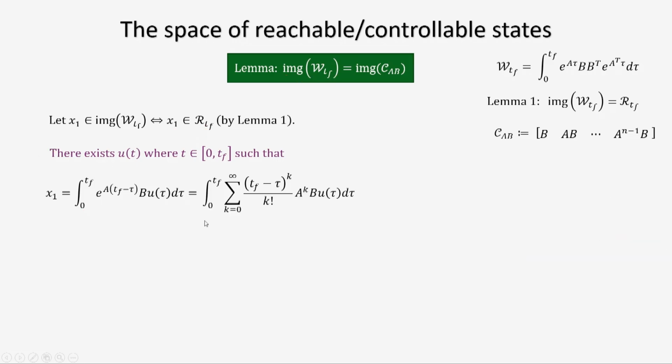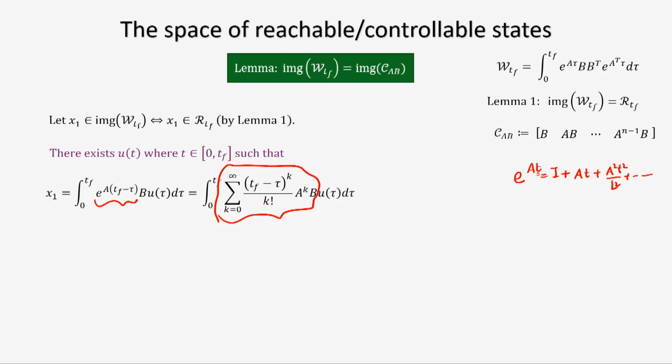Once it satisfies this, notice that this is e to the power of a t, the matrix exponential, which can be written in this way, right, and that is what I am writing here. You see this is the matrix exponential part, the series expansion of e to the power of A (t f minus tau), where t f minus tau is your t in this case, say. So, therefore, I can write it down in this way.